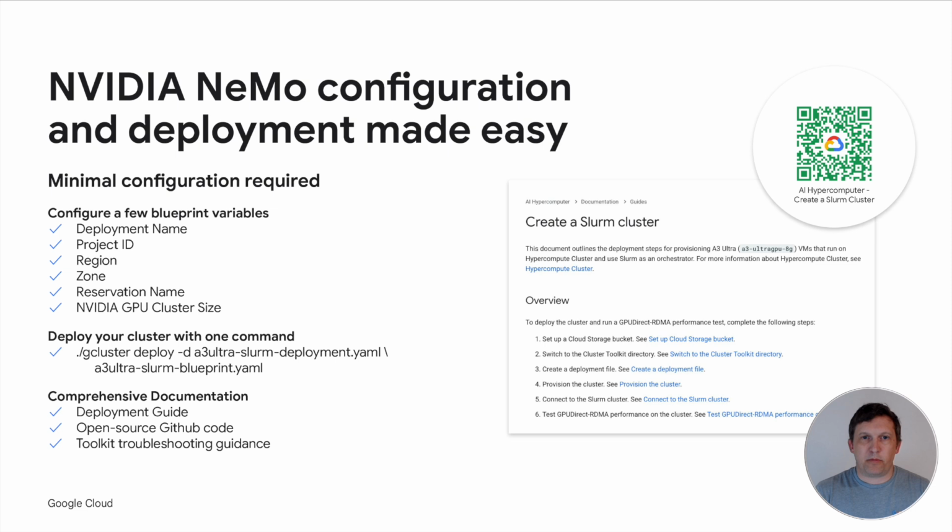All of that setup for this A3 Ultra Hypercompute cluster on the previous slide allows you to configure and deploy things like NVIDIA's NeMo framework. All that's needed is a few configuration variables such as project ID and cluster size, and the cluster can be deployed with a single command using the gcluster binary from the Cluster Toolkit. You can find much more comprehensive documentation by scanning the QR code in the upper right.